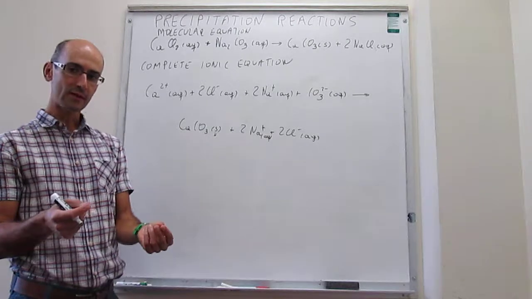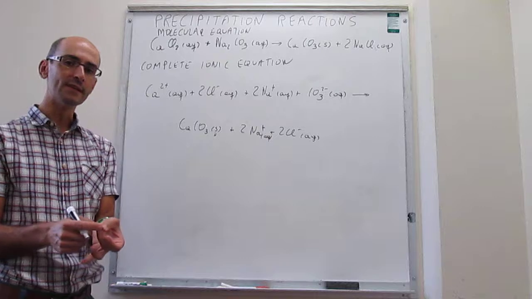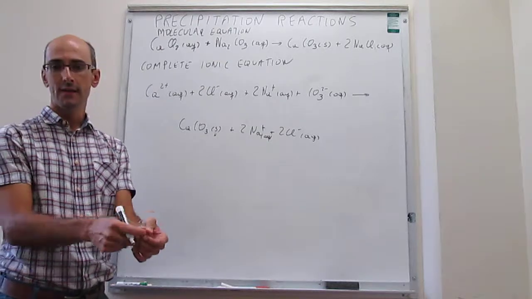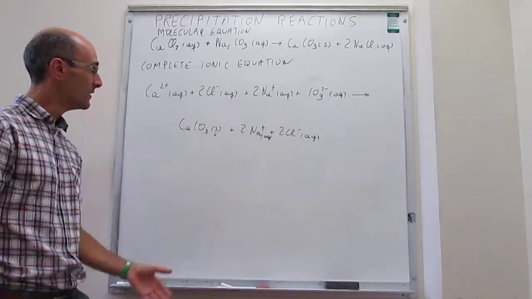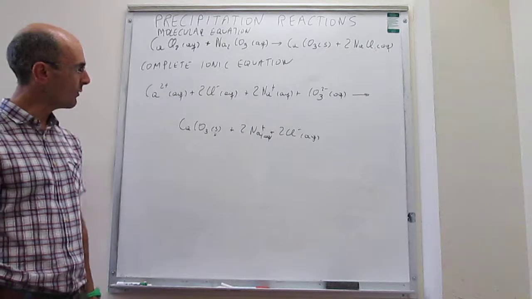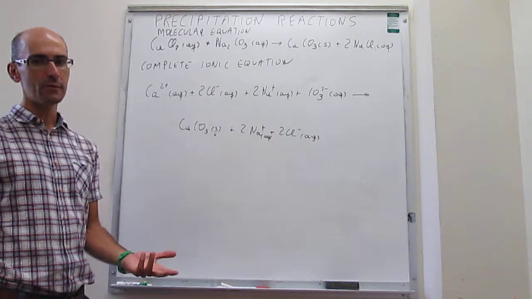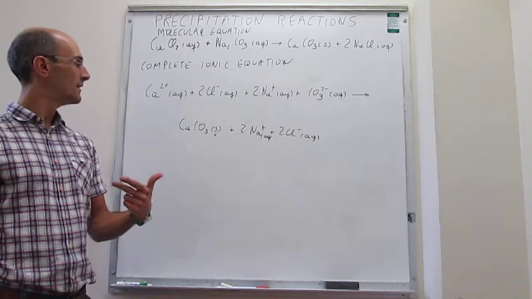Some of those ions are actually able to react with each other to form a very stable solid that again crashes out of solution. So that is actually what's indicated here. Now, interestingly, what we can see in this complete ionic equation is that there are ions that appear both in reagents and in products.